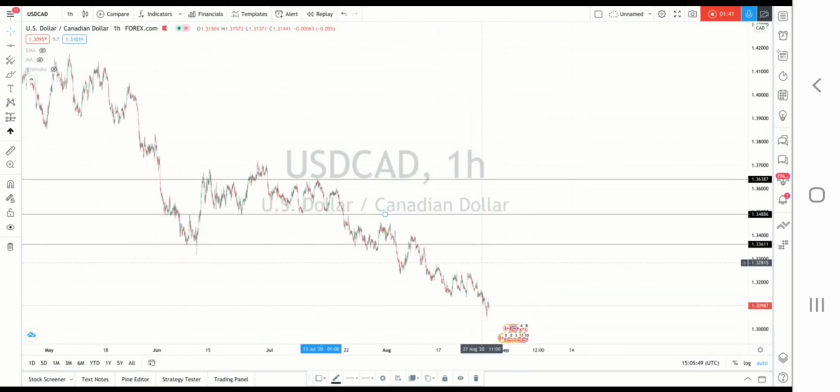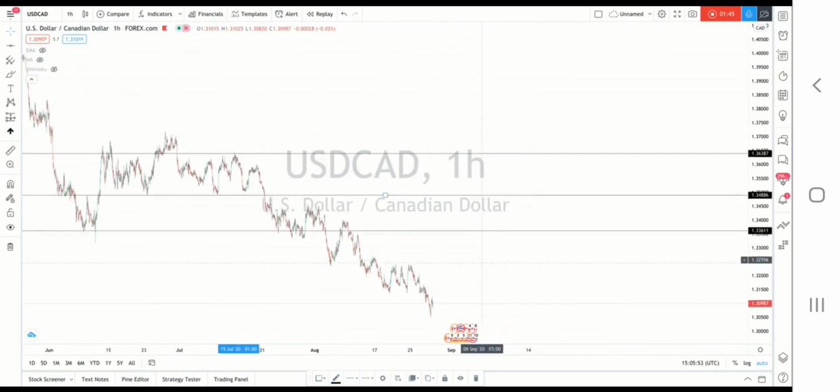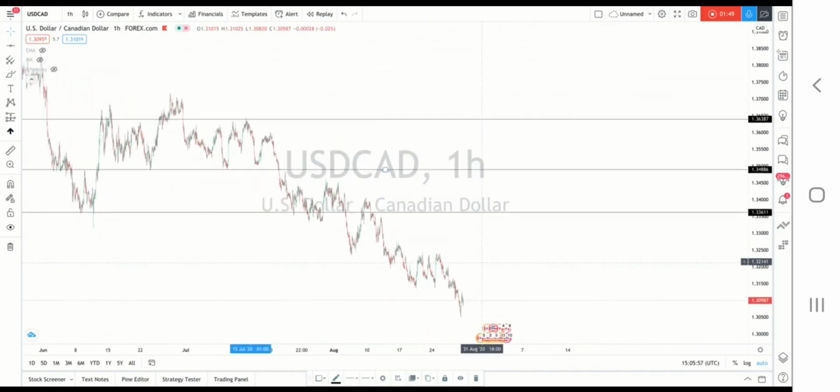So how do we know this market is ready to reverse? When do we enter a reversal market? When do we get in? Here's a simple strategy you guys can use. You're going to use your trend lines. Your trend lines will help you identify when a market reversal will happen.